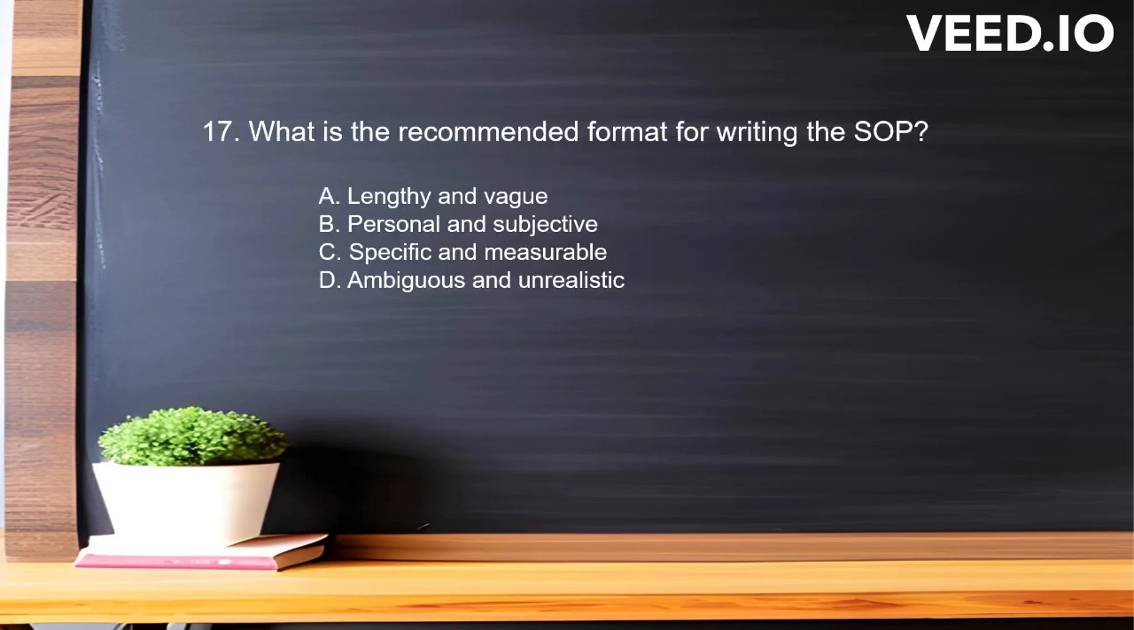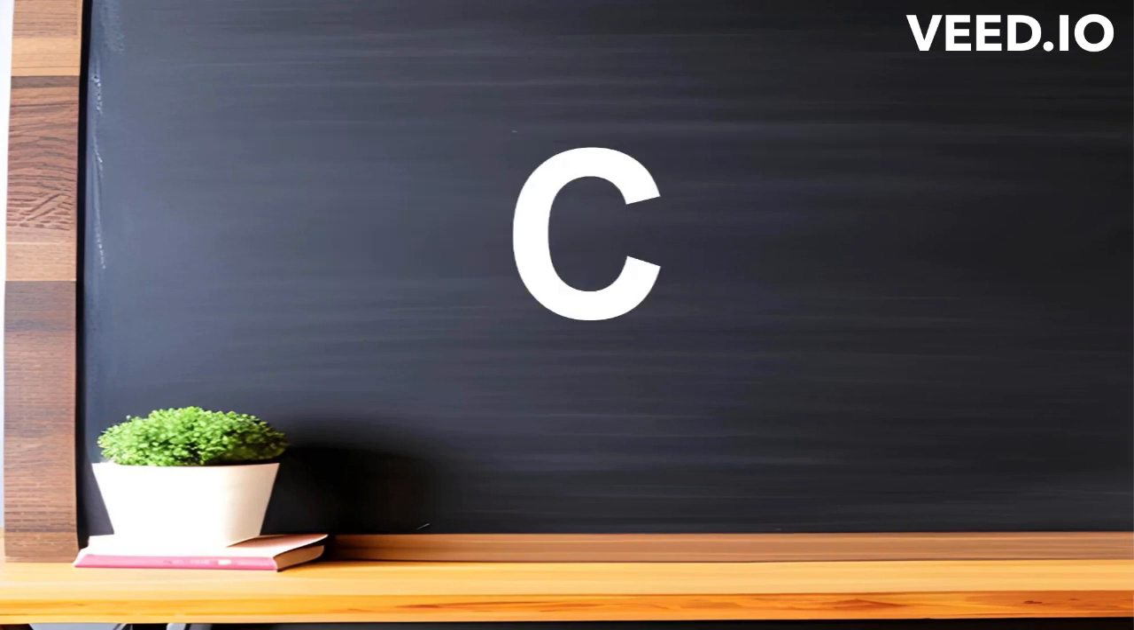17. What is the recommended format for writing the SOP? A. Lengthy and vague. B. Personal and subjective. C. Specific and measurable. D. Ambiguous and unrealistic. The answer is C. Specific and measurable.